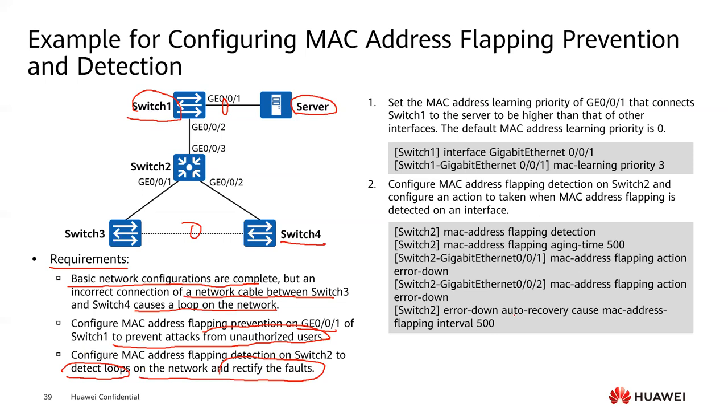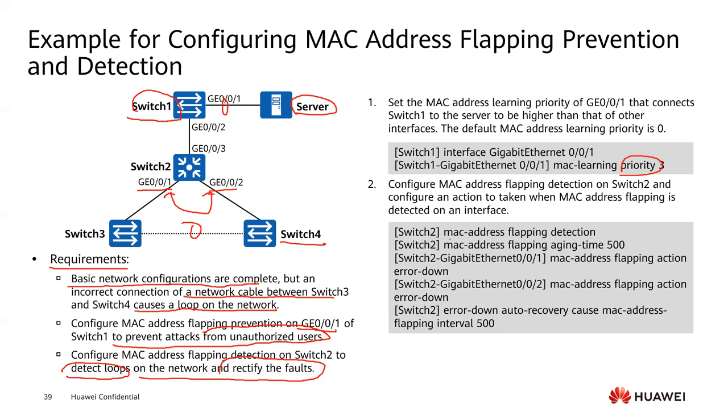So let's look at what we will configure. The first one is we should know that this port is connected to the server, so it should have a higher MAC address flapping priority than other ports. So for this interface connected to the server, we will set a higher priority. And for switch two, for this port and this port, we should know that the looping is between these two ports.